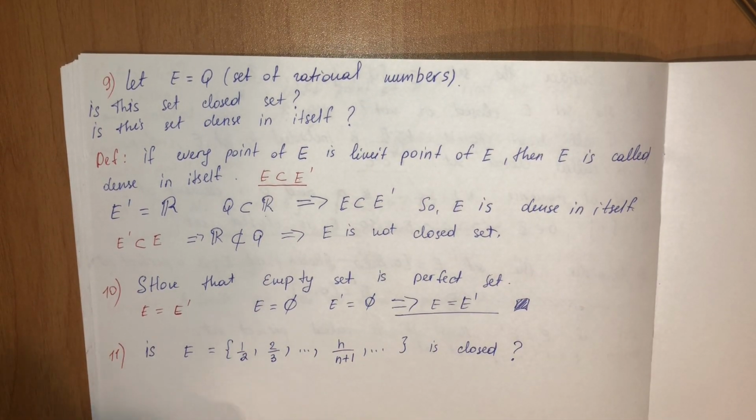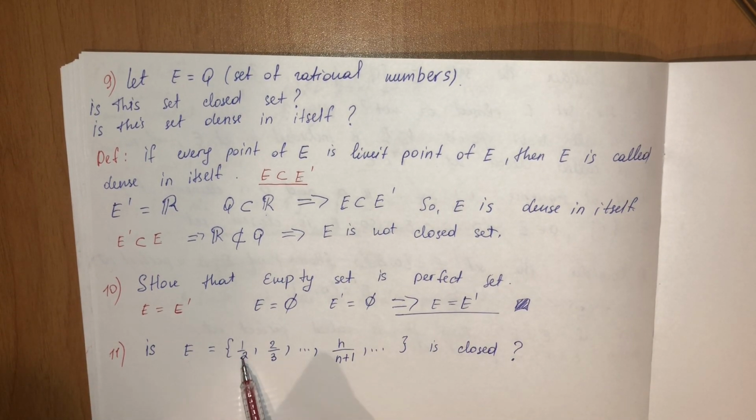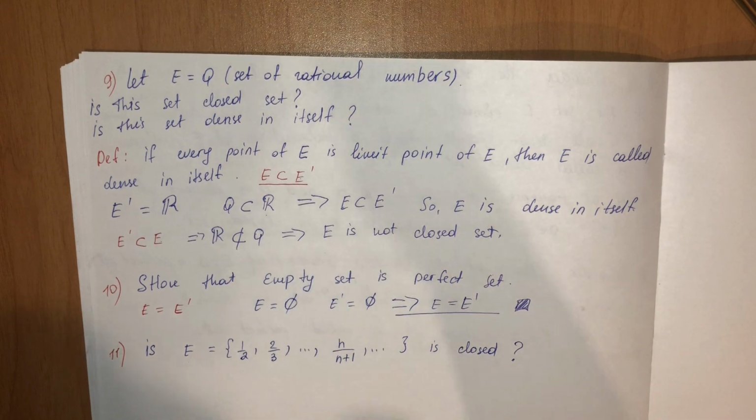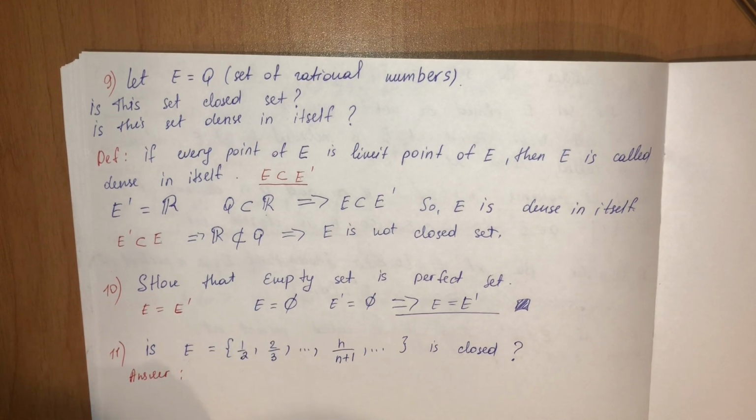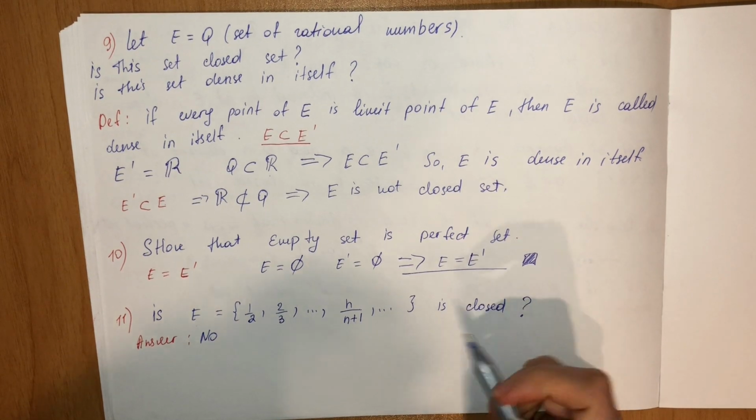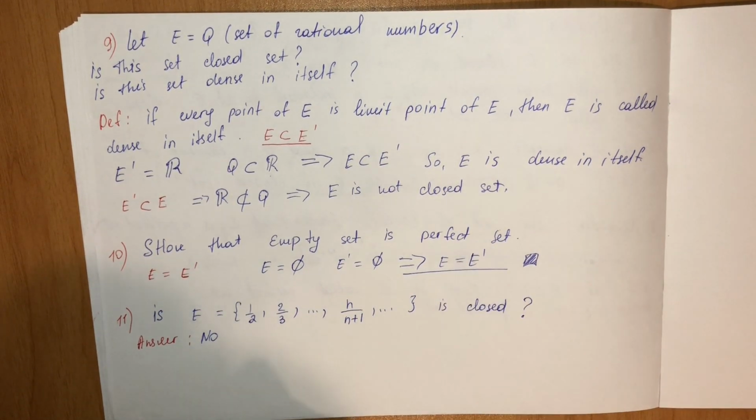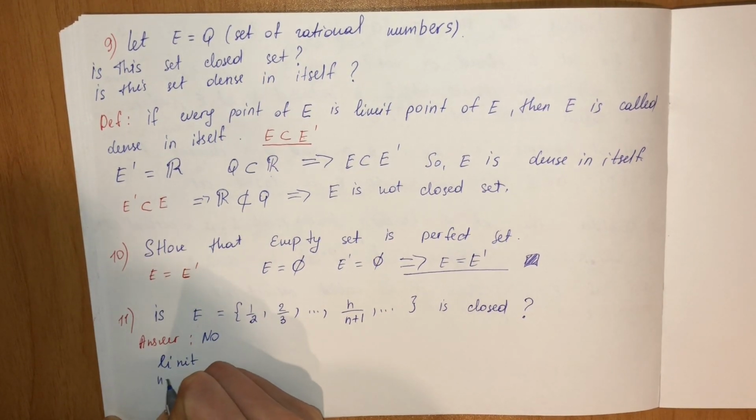Next question. Is the set E closed? The set E contains the elements 1 over 2, 2 over 3, and so on. It is the sequence n over n plus 1. So the solution, the answer is no. Why not? Let's find the limit of this sequence. Limit as n approaches infinity.